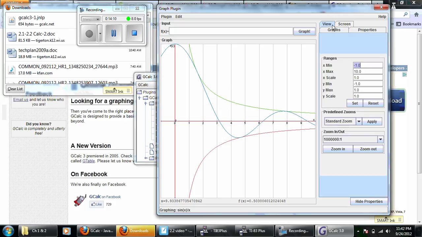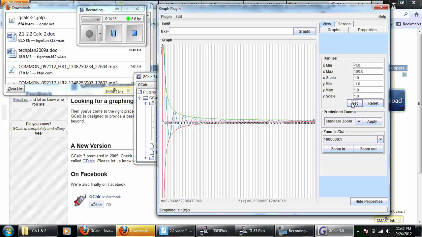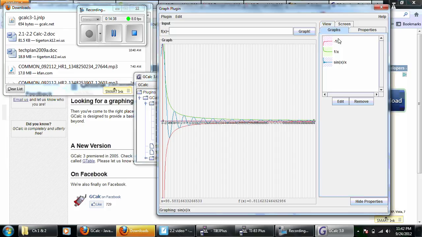If we go take a quick look at the view, I'm going to increase my x max to 100, and we will see what this does to the graph. And as you can see, the green graph, the 1 over x graph, gets smaller and smaller, closer and closer to 0, as does the negative 1 over x graph. But the sine of x over x graph gets squished in between these two very, very carefully. Again, if we take a look at our graphs, these are the colors that correspond with each of these.